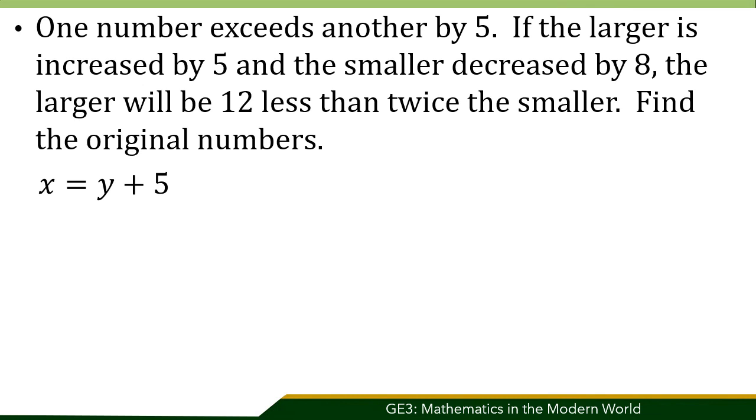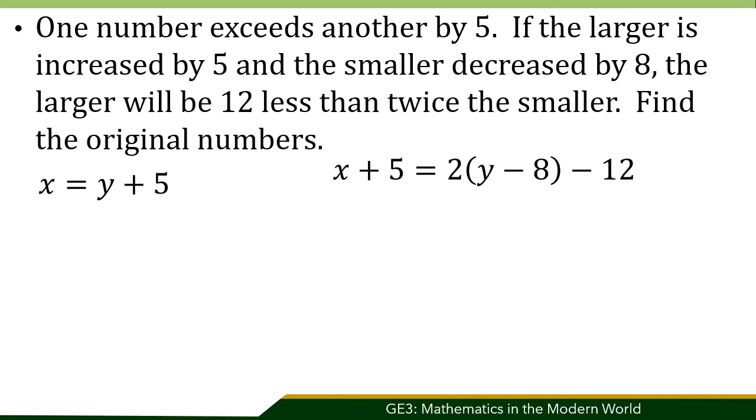Okay, and then if the larger number is increased by 5, so what is the larger number here? Let's say based on the structure, the larger number is x, so x plus 5. The smaller number decreased by 8, so y minus 8. The larger will be 12 less than twice the smaller. Twice the smaller, 2 times y minus 8. So 12 less, minus 12. So our second equation will be x plus 5 equals 2 times y minus 8 minus 12.